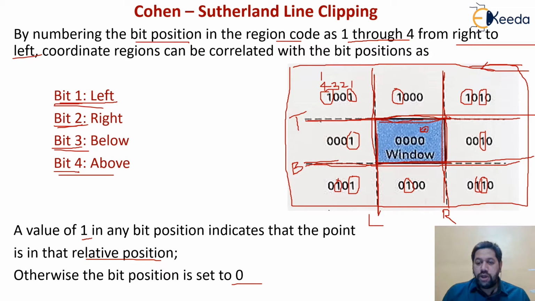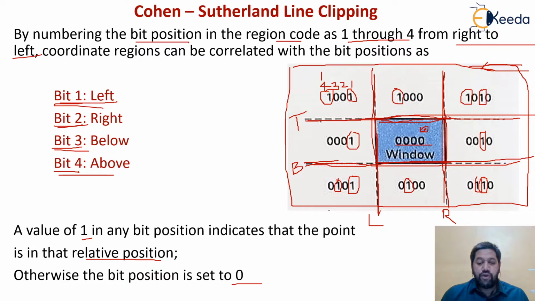For this point, all the endpoint code values are 0 0 0, because this point is not at the left side of the left edge, not greater than the right edge, not less than the bottom edge, not greater than the top edge. So all these values are 0 0 0. Okay, you can find it.